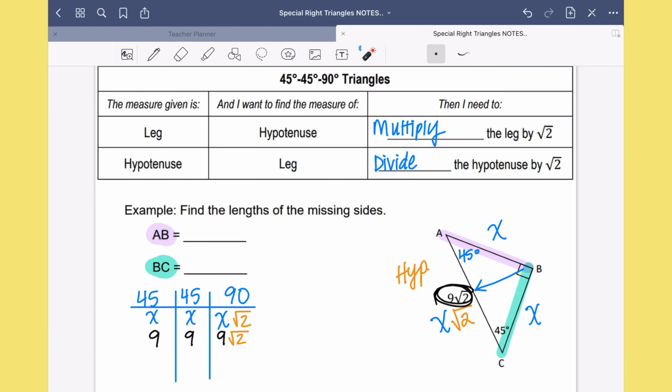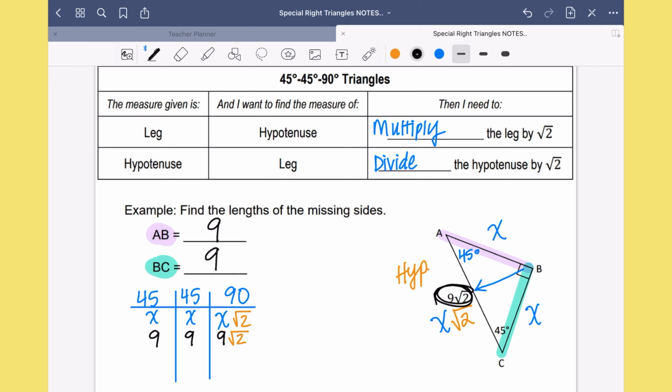And so I can say that AB here is how much? 9. And BC is also 9. They're the same. Same length for the legs. So that one was easy.